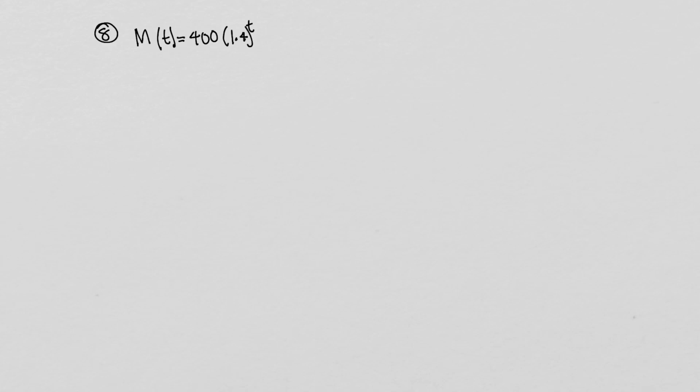Now we've got a word problem here in number 8, and M is the number of small mammals on some property, and T, now look, our variable's in the exponent, so we know we have an exponential function. T is in years. It's the number of years after the birds decline.